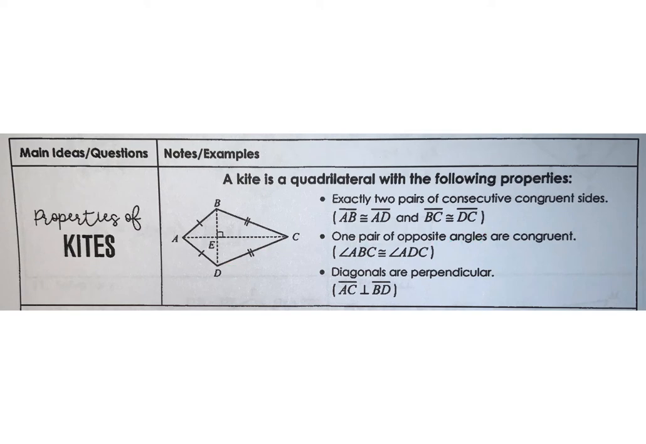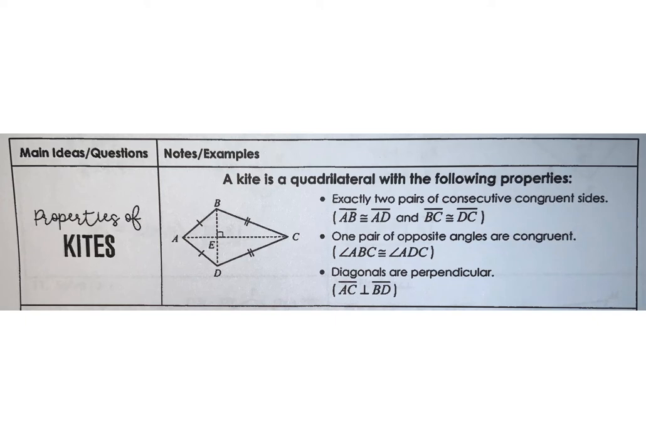One pair of opposite angles are congruent. Here, angle B is congruent to angle D. So ABC is congruent to ADC. It is the angle that is in between the 2 sides that are not congruent. All right. So AB is not congruent to BC. It created this angle right here. AD is not congruent to DC, which created this angle right here. These 2 angles are congruent in a kite.